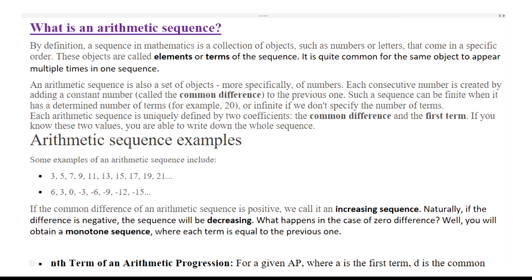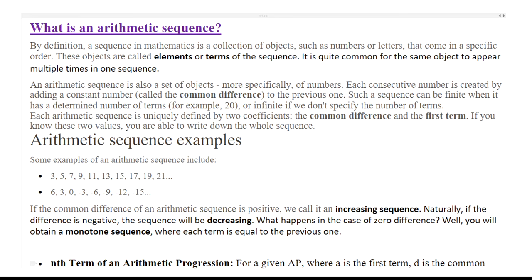Each arithmetic sequence is uniquely defined by two coefficients. The first one is the common difference and the second is the first term. If I am in a position to know these values, that is the common difference and the first term, then we should be able to write down the whole sequence. Let's take an example: 3, 5, 7, 9, 11, 13 and so on.